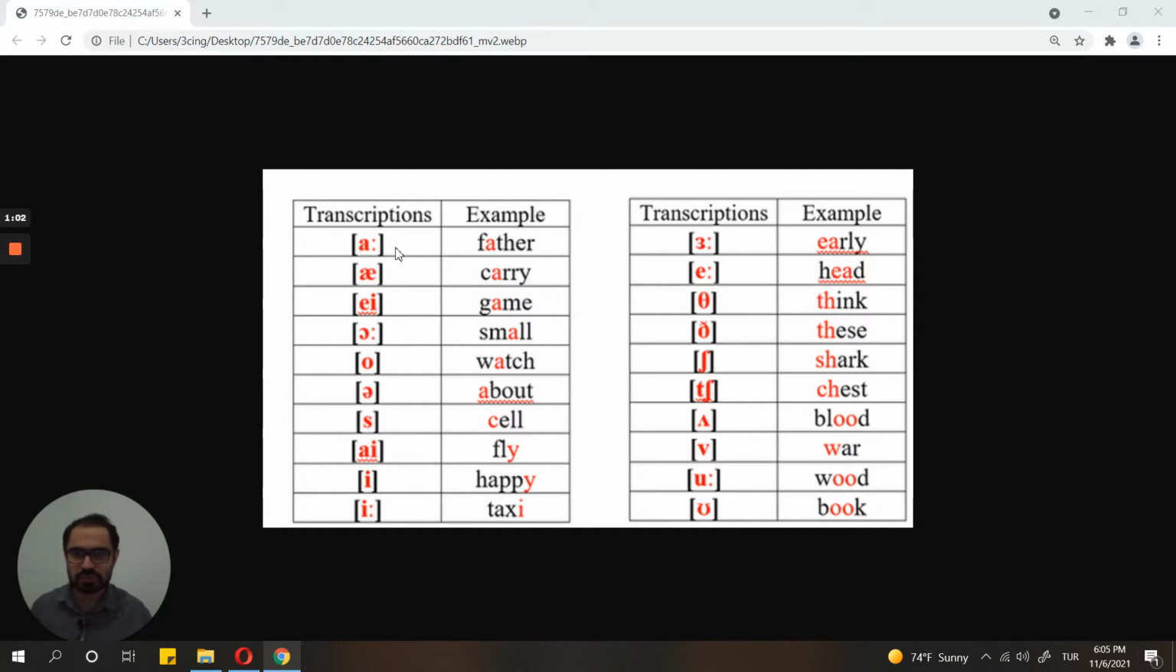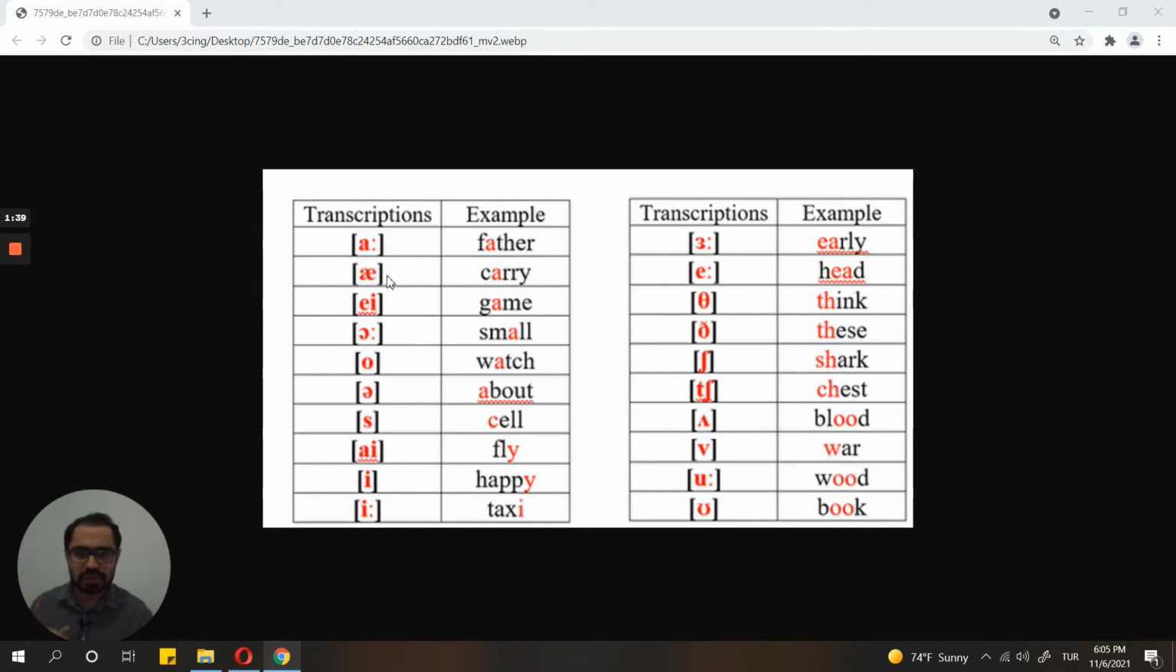So, first of all, we see here sound A or letter A, and we call it a sound. That's why we pronounce it as A, not A. All right? And we see here a double dot. What does it mean? It means a longer version of this sound. Not much longer, just a bit longer. So here we have an example: father, not father, just father.